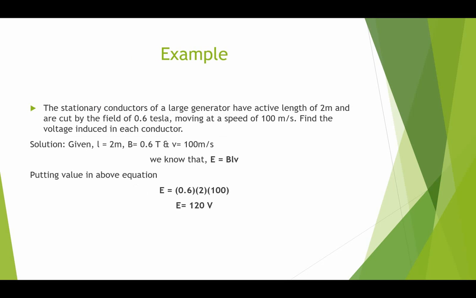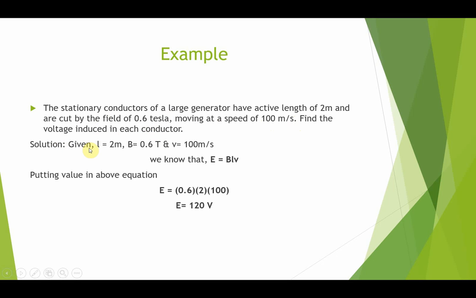In this example, we have a stationary conductor of a large generator having an active length of 2 meters, cut by a field of 0.6 Tesla. Active length means the length that is linked with the magnetic field and cut by it. The conductor is moving at a speed of 100 meters per second. Find the voltage induced in each conductor.